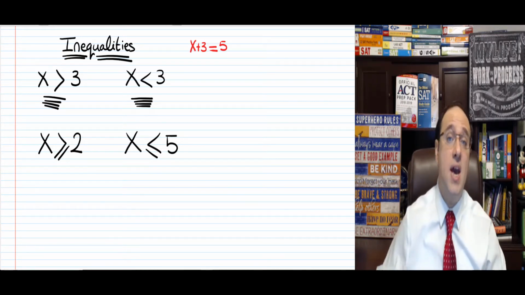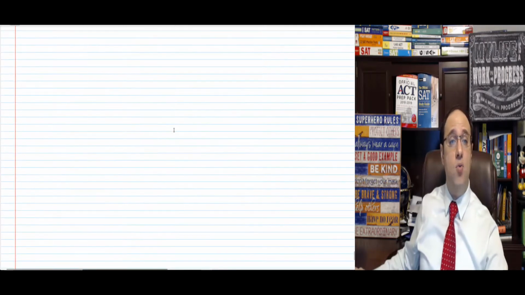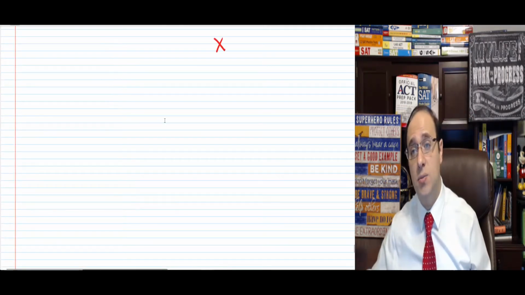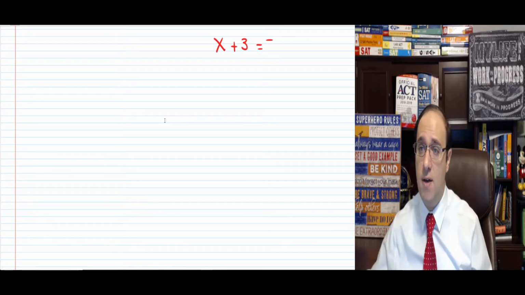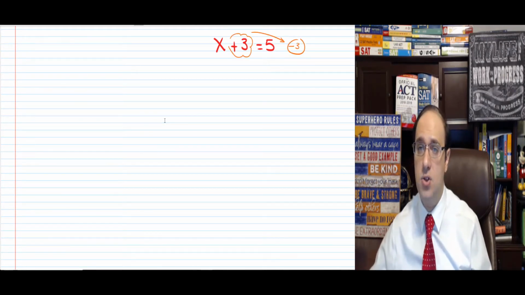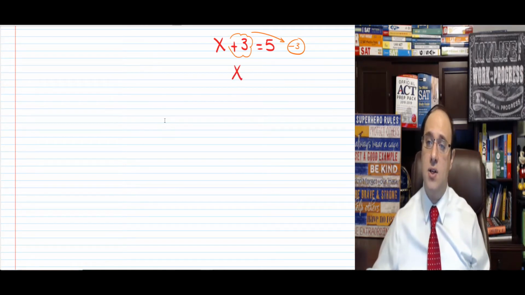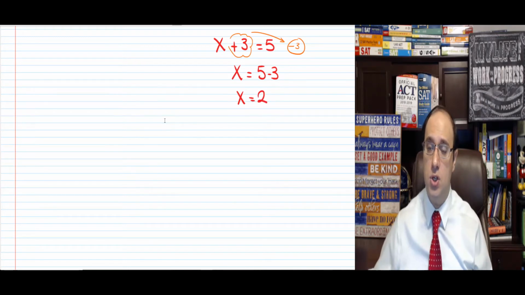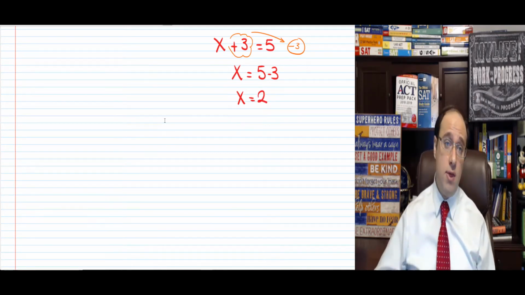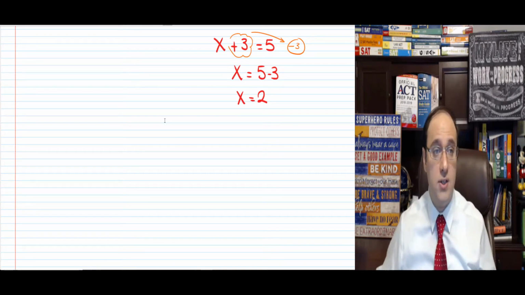Let's take a look. Here's an example that we know how to do with an equation. X plus 3 equals 5. We used to say, okay, let's get rid of the plus 3. We move it to the other side as minus 3. Now I have x equals 5 minus 3, so x equals 2. Very good, very easy. Can we do the same thing if we have an inequality this time?